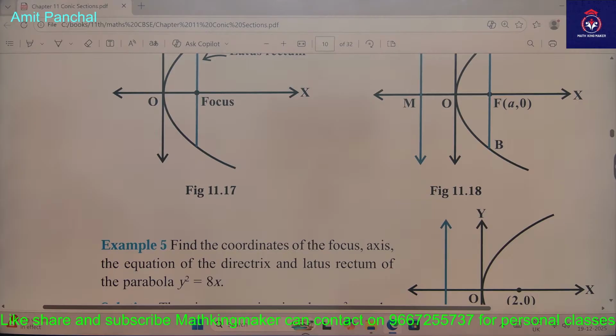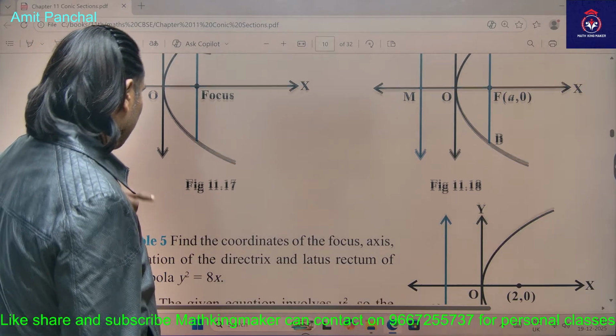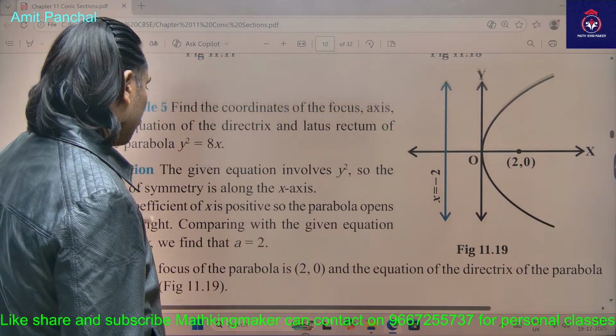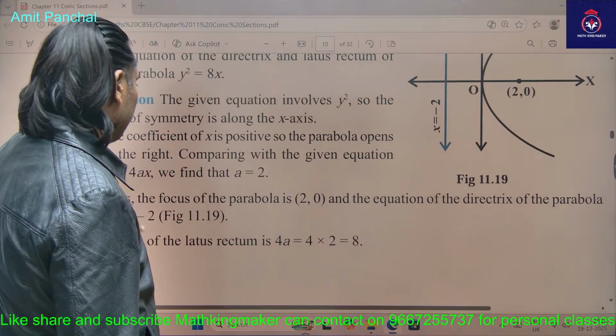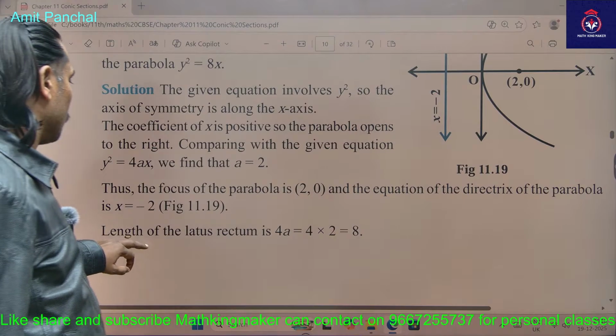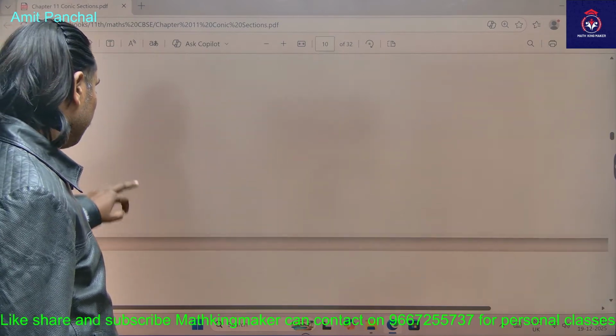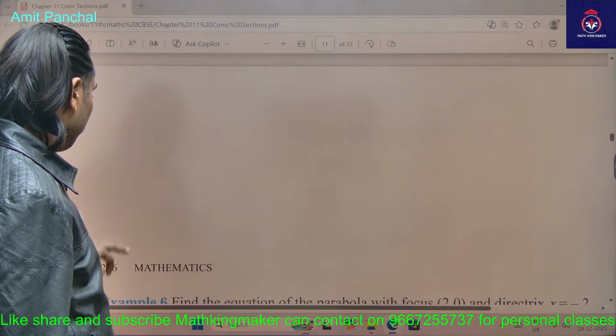Sir, focus is 2, 0, latus rectum is 8, and directrix is x equals to minus 2. Directrix is x equal to minus a, so minus 2. Yes. Latus rectum is 8. Okay, that's good.